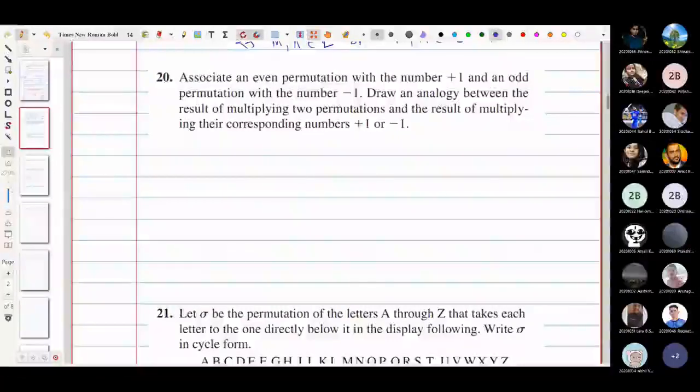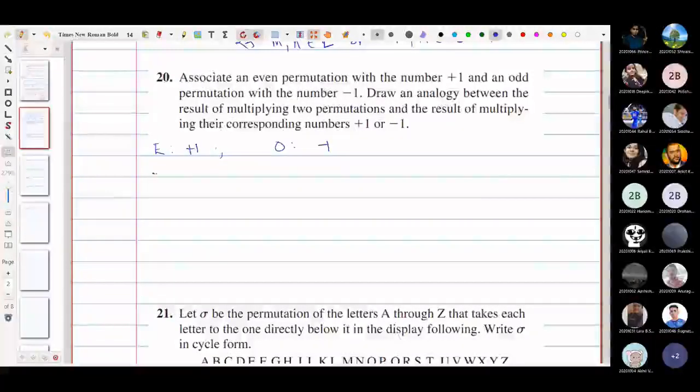Next question, question number 20. It says to associate an even permutation with +1 and an odd permutation with -1. So they are telling us to denote an even permutation as +1 and an odd permutation as -1. Draw an analogy between the result of multiplying two permutations and the result of multiplying their corresponding numbers.